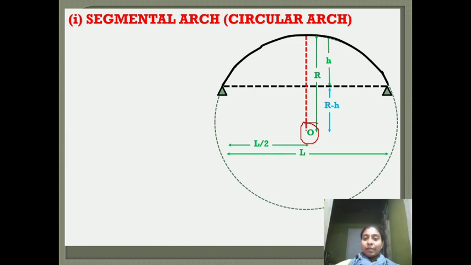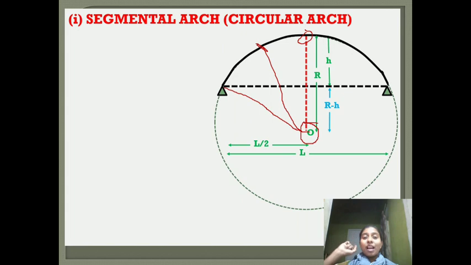From the support to the center, it is r, the radius. We take any section at this point, from this point to center, it is r. From the crown to center, it is r. So anywhere in the arch, for any section, the distance from the center is r, the radius.